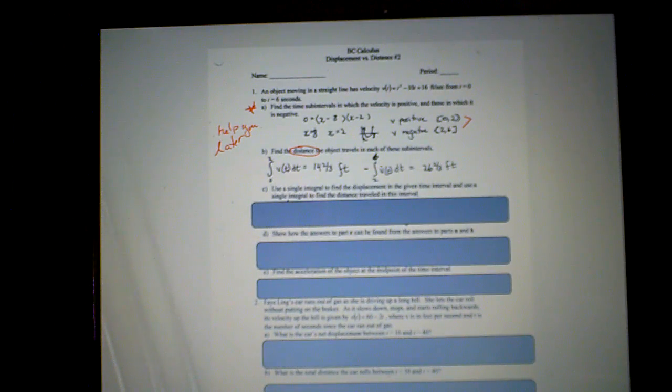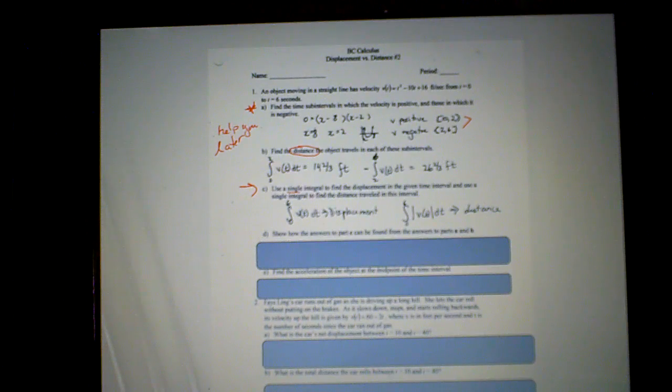Again, if you have your calculator, you can also just do absolute value. But sometimes AP will say, show the setup without absolute value. So here you can see this. Use a single integral to find the displacement in the time given interval, and use a single integral to find the distance traveled. So going from 0 to 6, displacement, don't care about positive or negative. A single integral to do distance, I would need to absolute value.